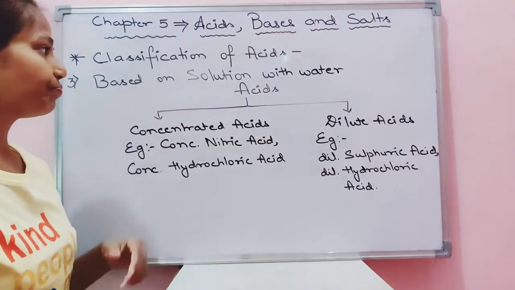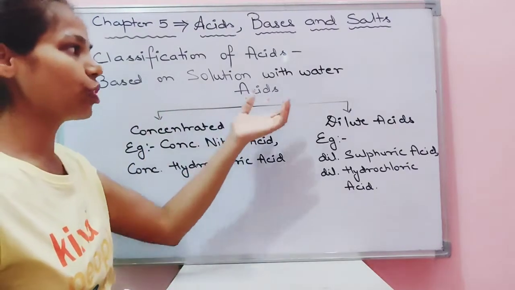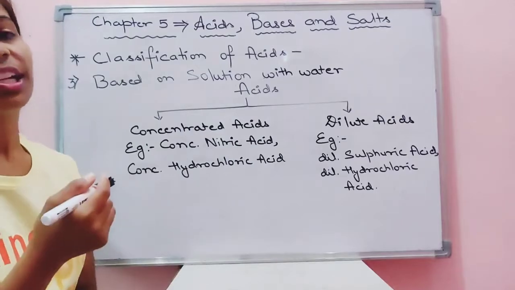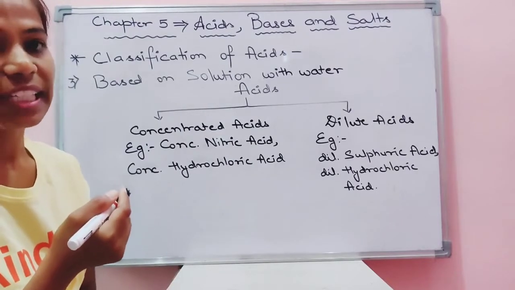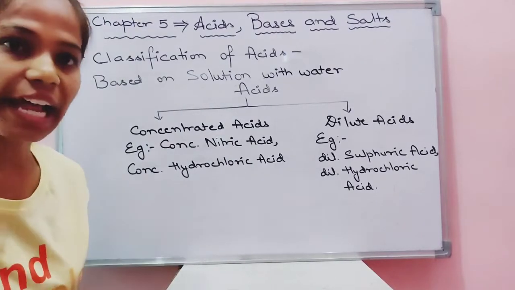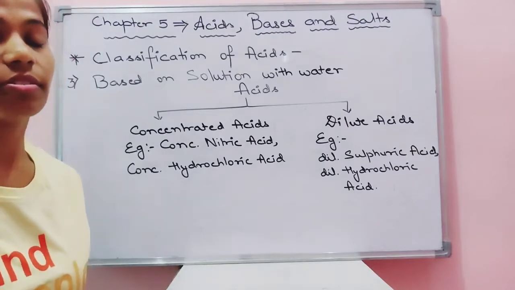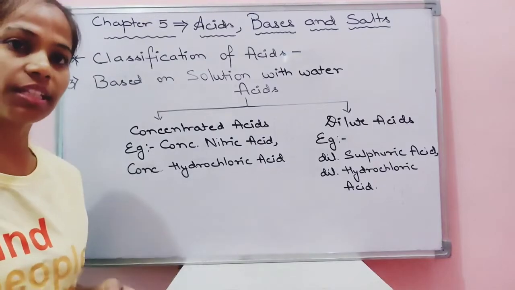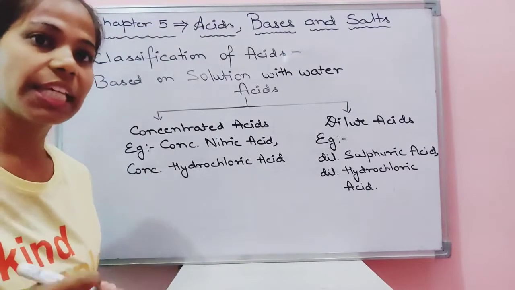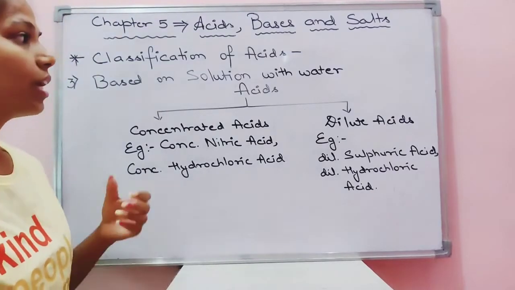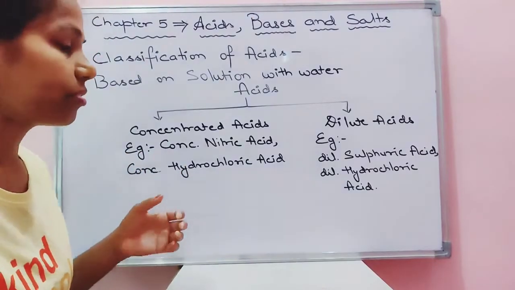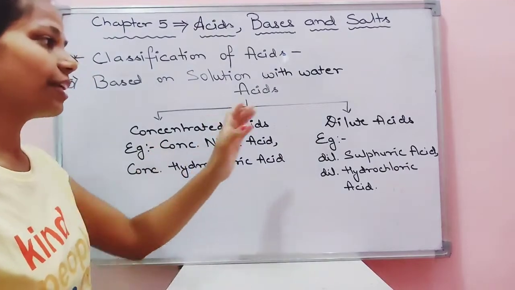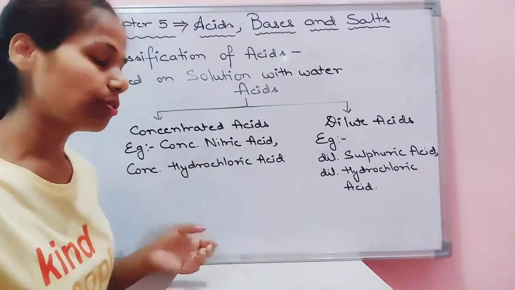Third one, children, based on the solution with water. When we are mixing acid with water, children, we need to take care that we should not directly add water to concentrated acids, otherwise it could be explosive in nature. There are some techniques with the help of which we can add water to the acid, which are known as the mild acids, children. So here are two types, concentrated acid and dilute acid.